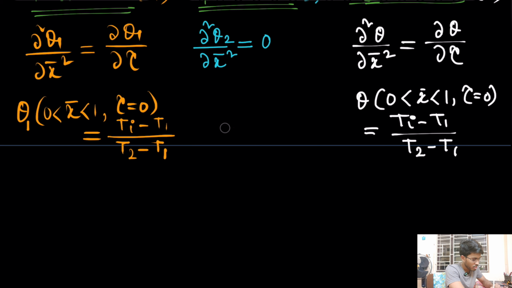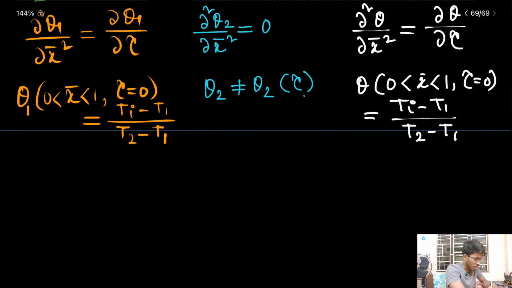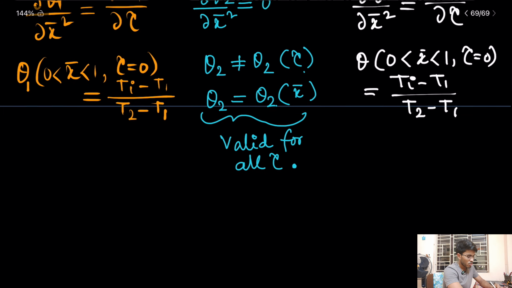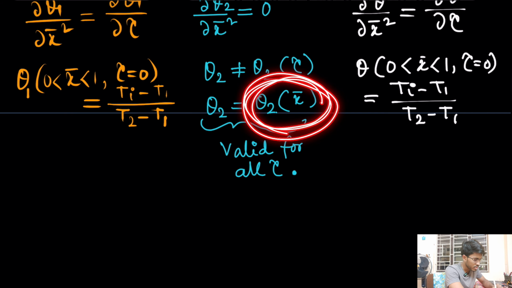So first of all, this theta 2 is not a function of tau that I have defined, okay. So if this is not a function of tau, that means theta 2 will have a particular solution, okay, that will be a function of x bar only, and this solution is valid for all tau, right? So see, this is the solution that we will obtain for theta 2.